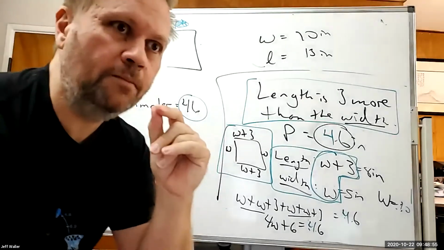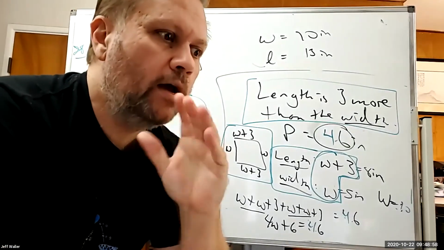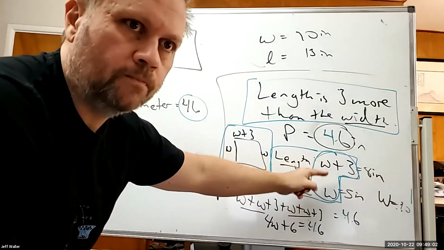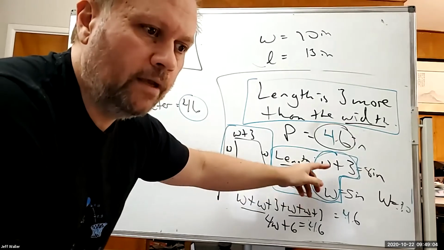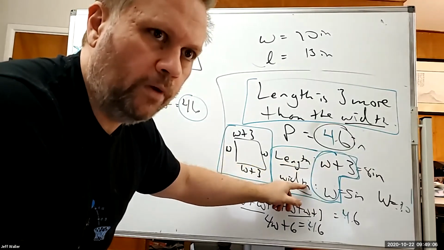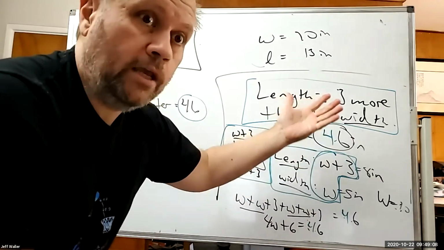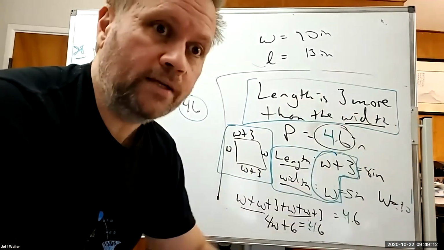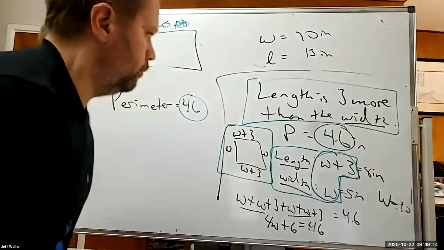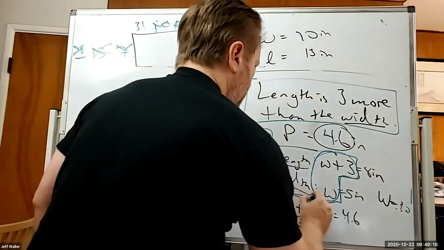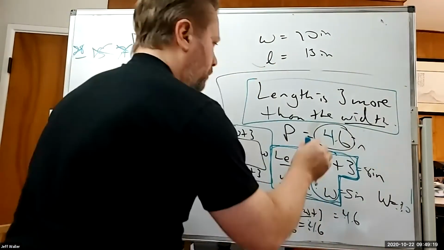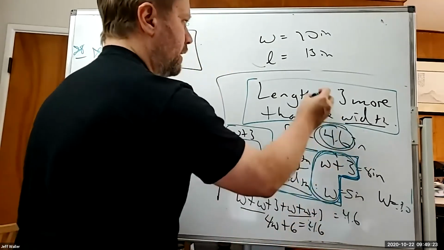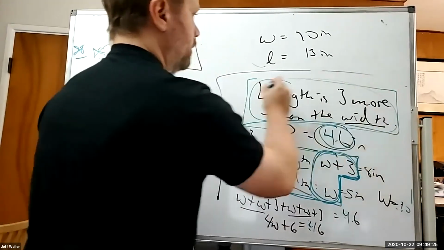I can make an infinite number of problems where these are the same, because all this says is the length is 3 more than the width. I can make the width anything I want to, and the length is going to be 3 more than that. It's a whole new rectangle. So the question about the perimeter does not affect what these are. They don't care because they have a relationship to each other.